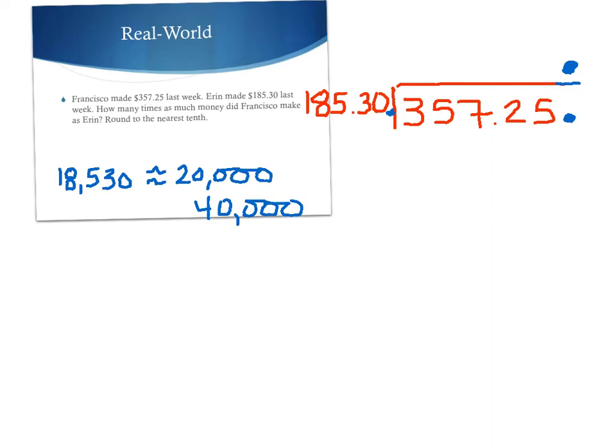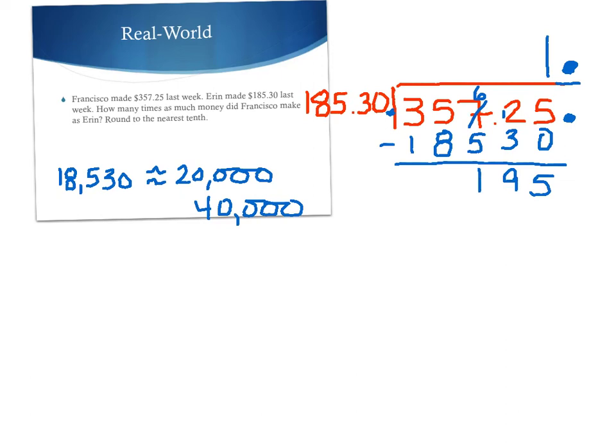Roughly 2. But because I've rounded up my divisor more than my dividend, I'm going to keep it at 1, even though there's 2 20s in 40. We'll see after multiplying whether or not we need to adjust. So multiplying that out, I should get 18,530. I'll subtract, and I get 17,195. And when I check it, this has to be smaller than this, and it is, so therefore I know that I did it correctly.